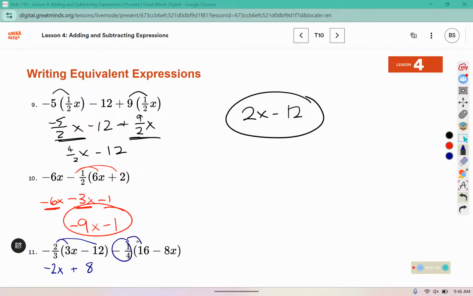This negative 1/4 is going to get multiplied in. 16 times 1 is 16. Divided by 4 is 4. And it will be negative. 8 times 1 is 8. Divided by 4 is 2. A negative times a negative is a positive. Now combine our like terms. A negative 2x and a positive 2x would be 0 x's. And 8 minus 4 is 4.